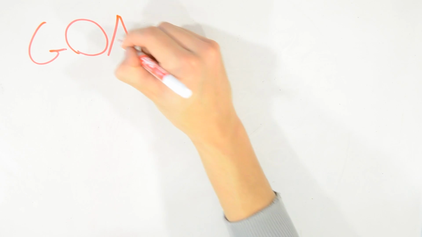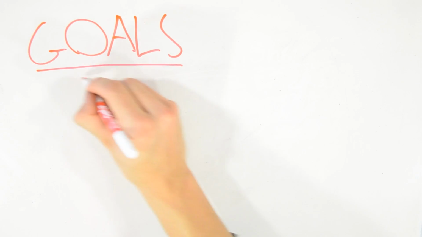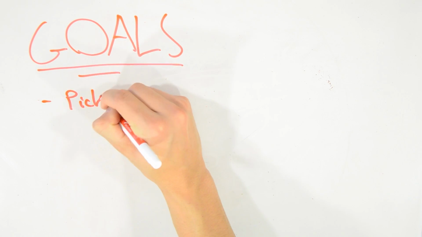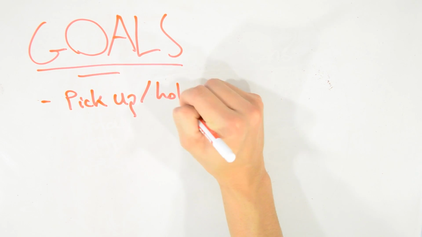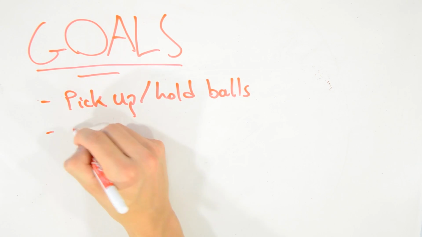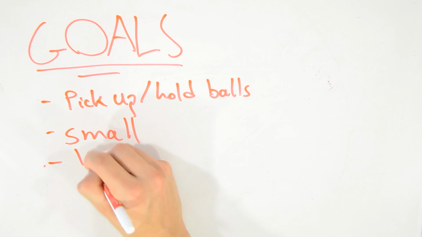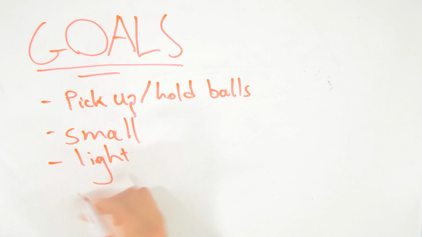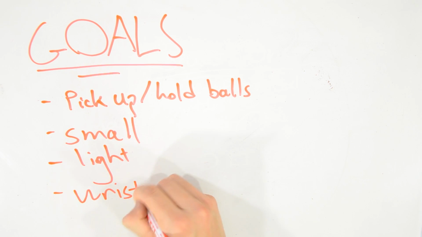And once we have established the goals, we're going to end up with a list something like this. So for our little example, the gripper should, number 1, be able to pick up, hold, and drop off ping pong balls without crushing them. Number 2, be small enough to fit into tight spaces. Number 3, be light enough for a robotic arm to move. And number 4, have a wrist to twist and turn around those tight corners.